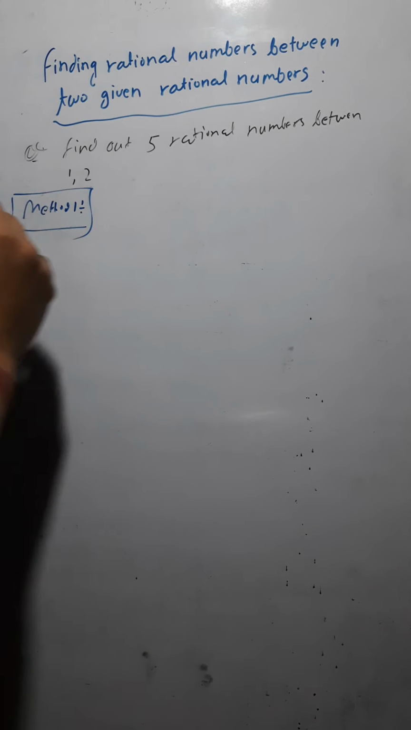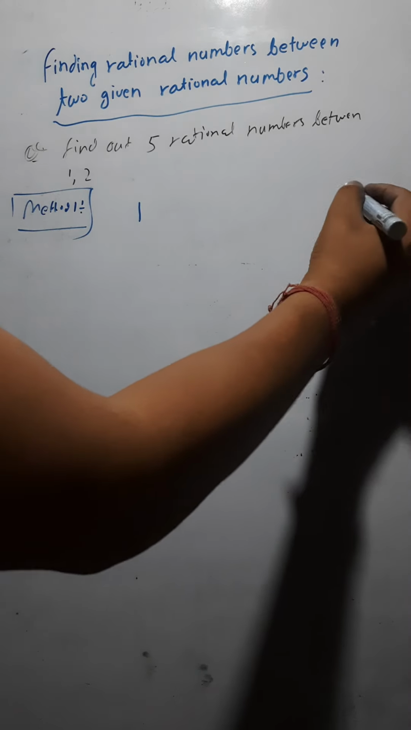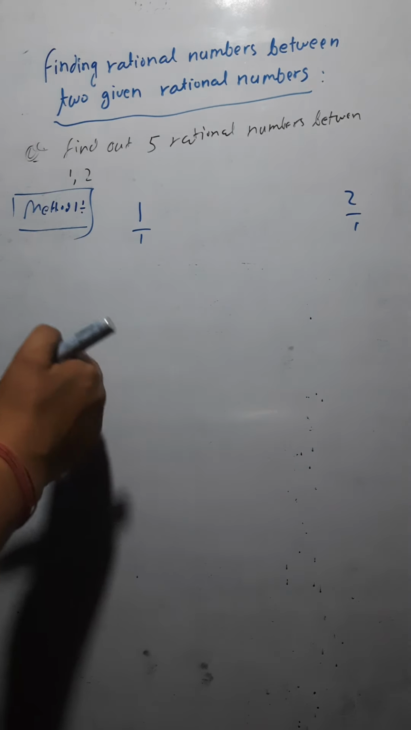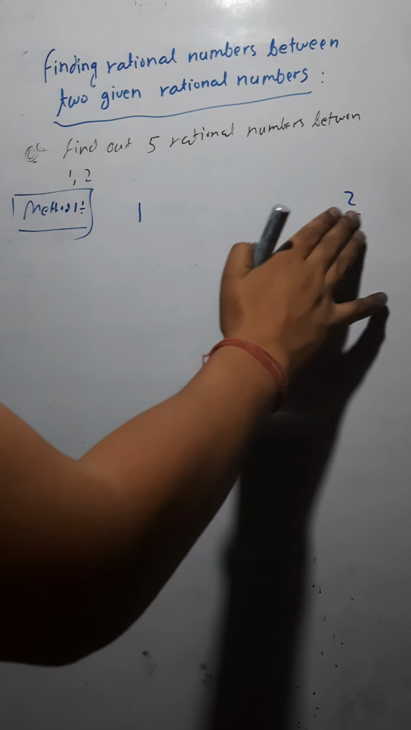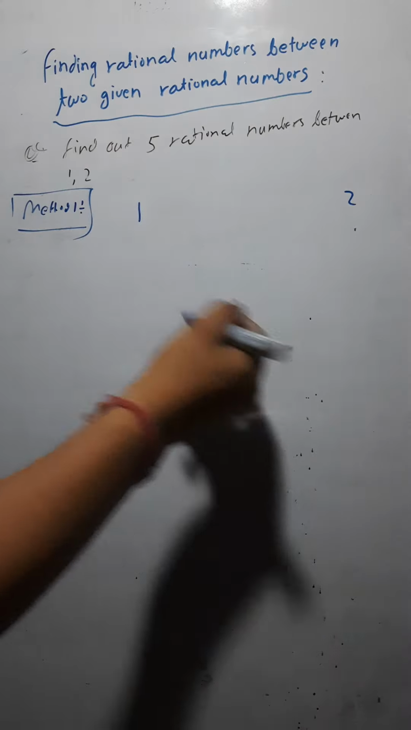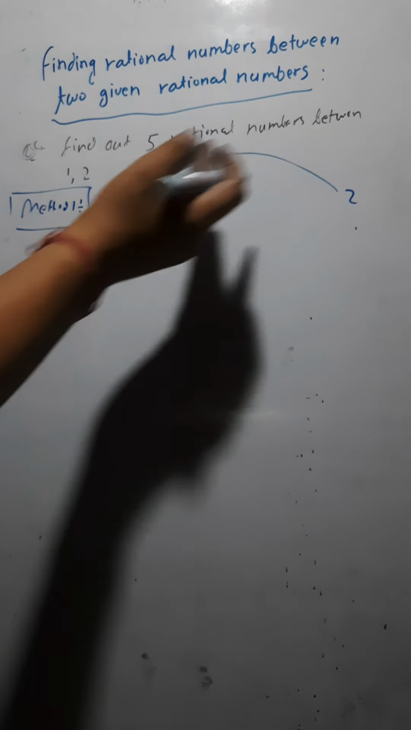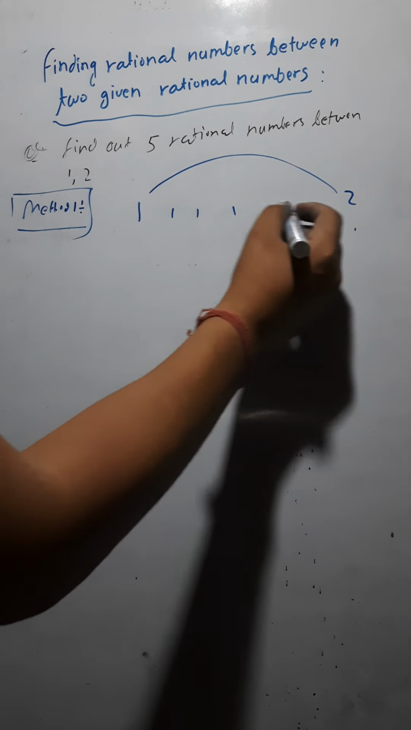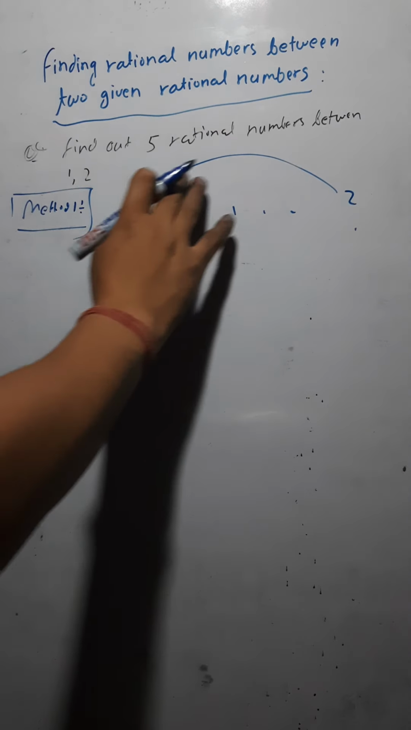First, you will do this by the first method, because 1 is a rational number and 2 is a rational number. Why? Because 1 can be written as 1 by 1, and 2 can be written as 2 by 1, in the form of p by q. So 1 and 2 are both rational numbers. Now we have to find five more rational numbers between these two given numbers, in the form of fractions. So you have to find five rational numbers between 1 and 2.